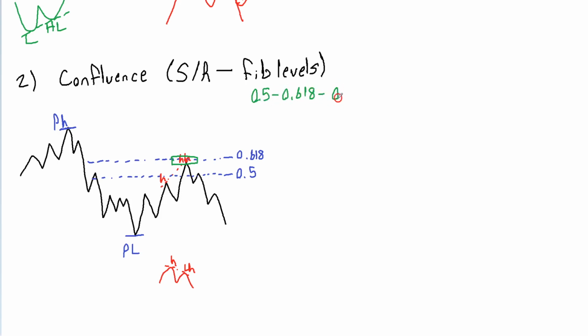Recently, I've noticed that the 707 gets respected quite well too. So the 707 would be a little bit higher than the 618. It would be right in here somewhere.